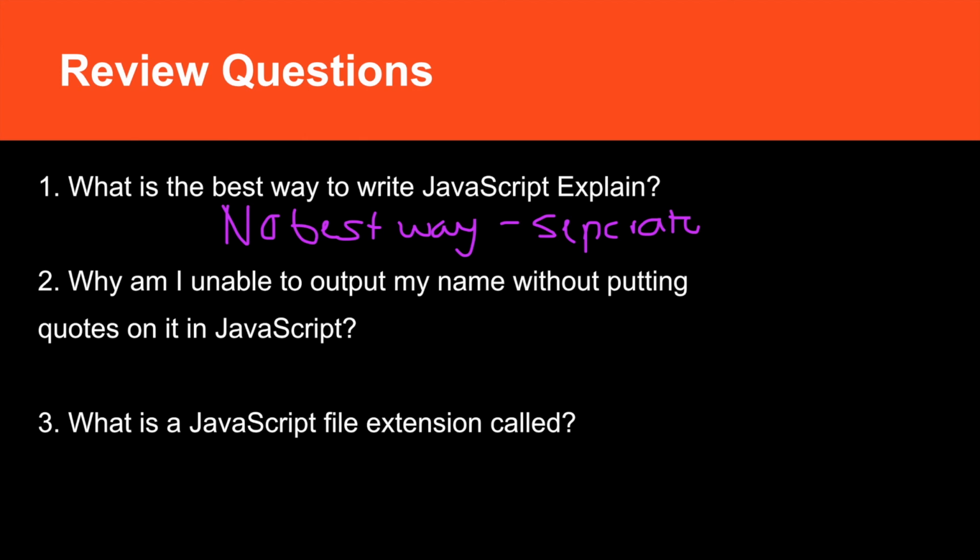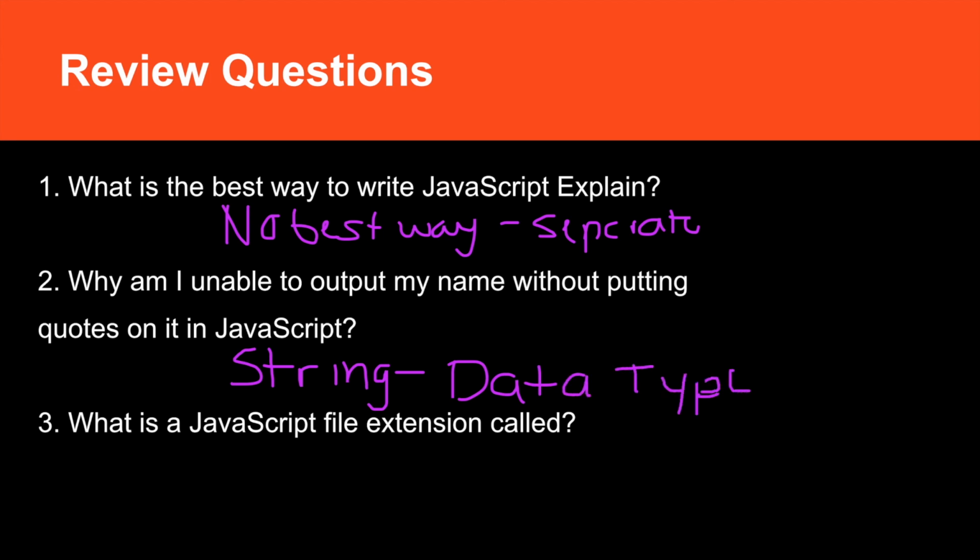Number 2: Why am I unable to output my name without putting quotes on it? Because it's a string. It's a string data type. Number 3: What is a JavaScript file extension called? .js. Alright, very simple.